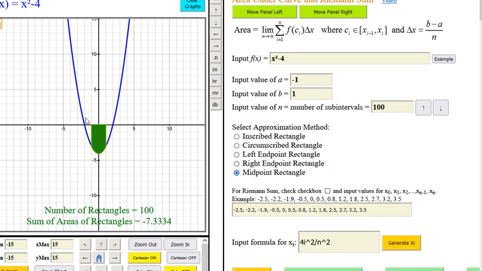This is the graph of the function x squared minus 4, and this is the area from -1 to 1. Notice that this area is below the x-axis, and therefore the value of the definite integral will be negative.